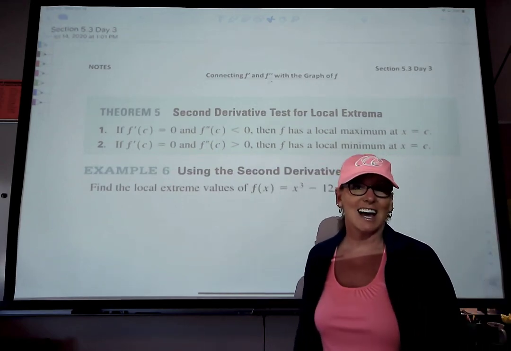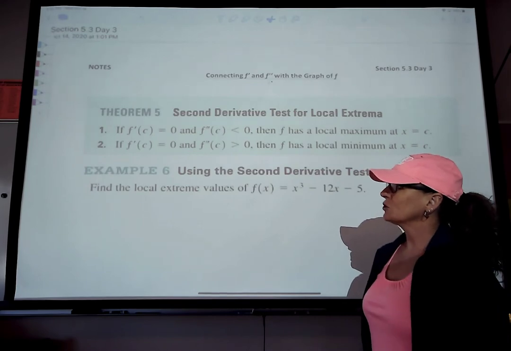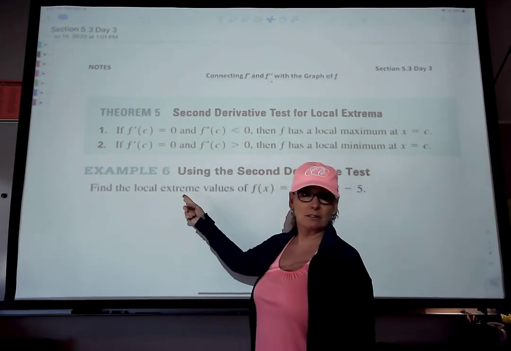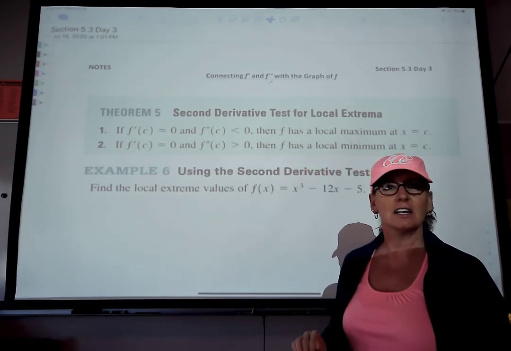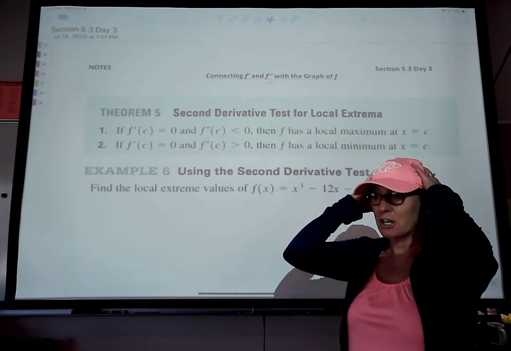Hey guys, have your notes pulled up for 5-3 day 3. We're going to find some local mins and maxes, but we're going to do it using the second derivative test, not the first derivative test. So let me make sure you know which is which.